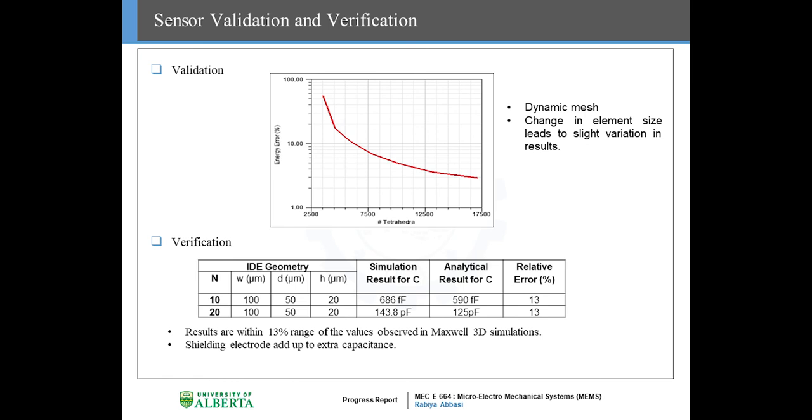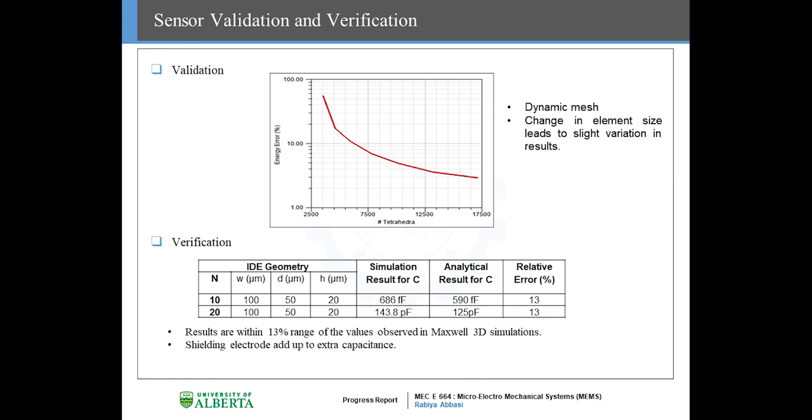We also perform sensor validation and verification. Since we have a dynamic mesh in our model, the change in element size leads to slight variation. You can also see the results from the plot. The number of tetrahedrons corresponds to the number of elements in our mesh size. So as you can see, when you increase the number of tetrahedrons, the error or the variation between the results decreases.